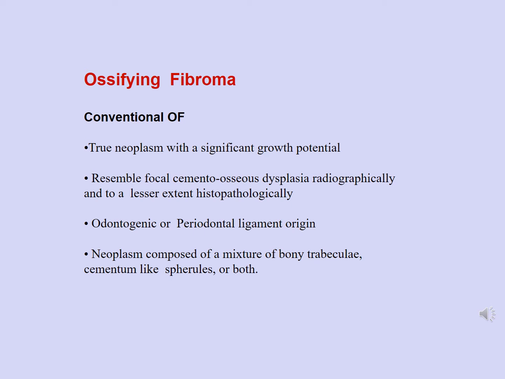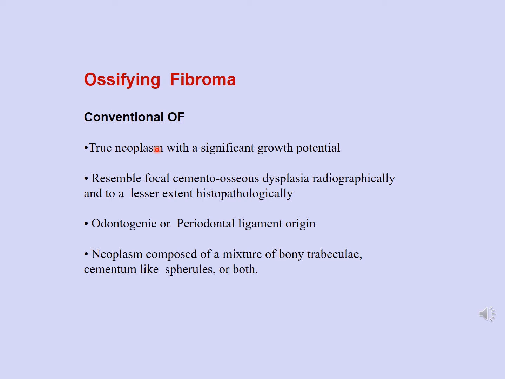Okay, so now let's look at ossifying fibroma. Now, ossifying fibroma is a neoplastic type of fibro-osseous lesion. That means that it has a certain amount of growth potential and continues to grow unless and until it is treated, right? That is the difference between a developmental lesion and a neoplastic lesion. Now, under ossifying fibroma, we have two types, conventional and juvenile. So let's first look at conventional ossifying fibroma. It's a true neoplasm with a significant growth potential, as I've already told you.